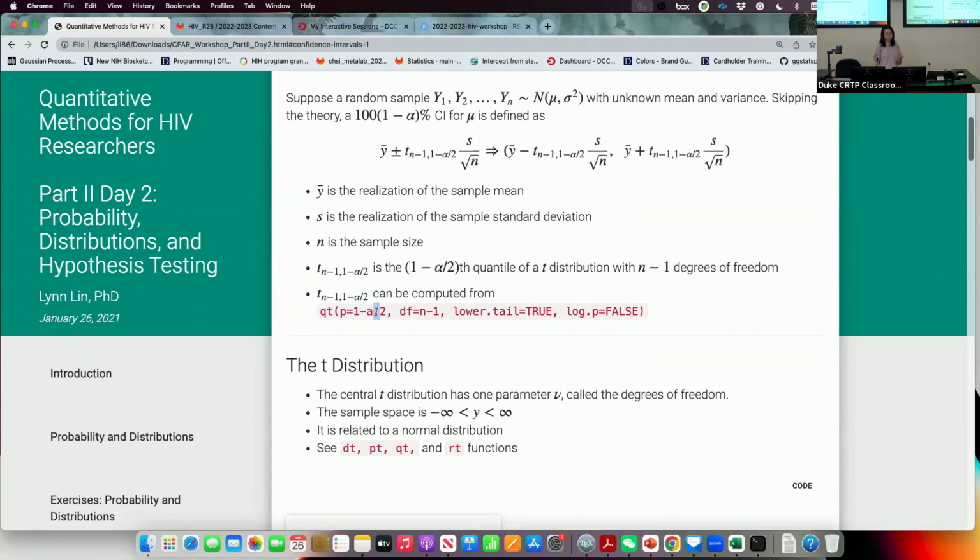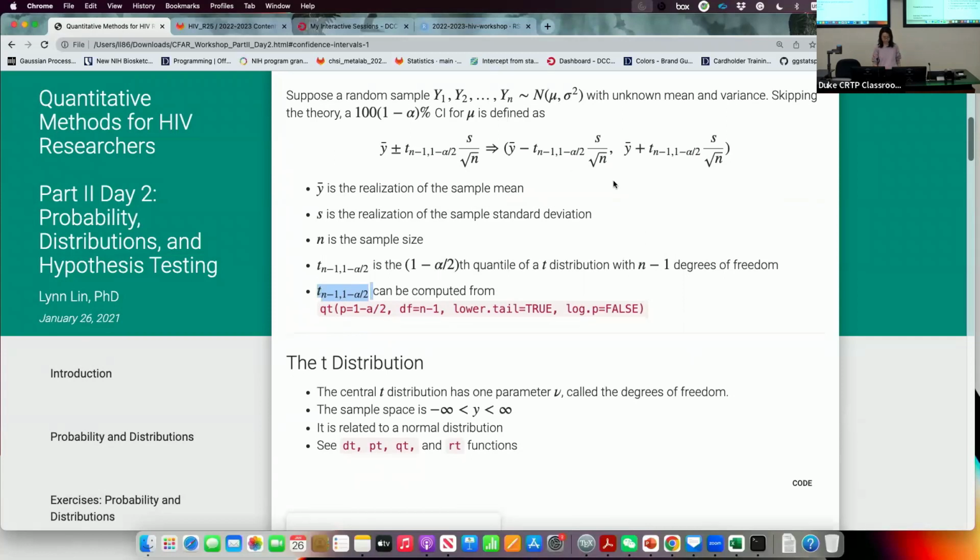So this is associated with hypothesis testing. You are going to get to know more about this alpha in the next part of the workshop. But here, people typically set this alpha to be 0.05. So you specify this probability, and this gives you the quantile for this number. Once you have this number, you can plug in everything to construct a confidence interval.